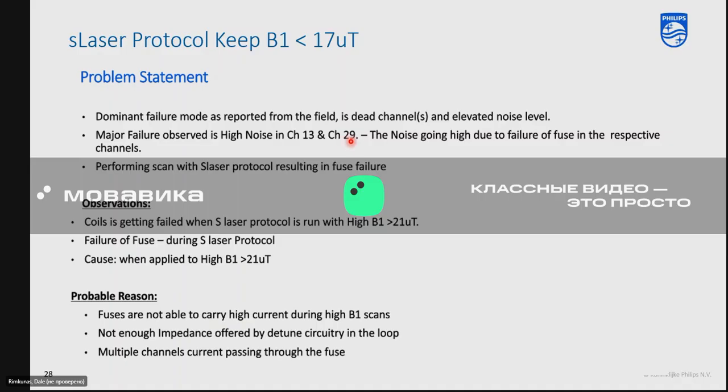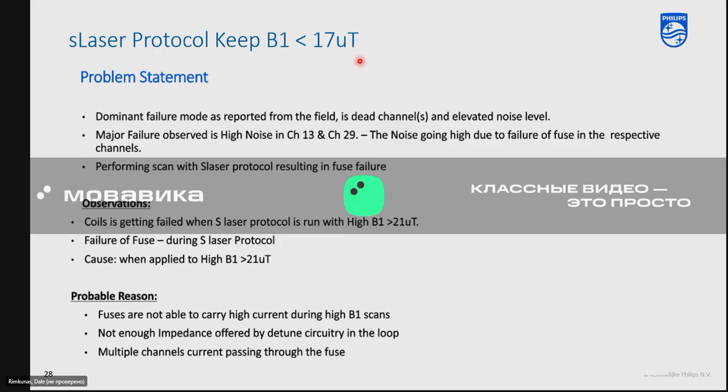Don't open it up and start digging into it and wasting your time. Just replace the coil. But the important thing is, before you hand the new coil over to the customer, you want to make sure that they adjust their settings for any kind of S-laser protocol or any other protocol that's using high B1. Research department was saying anything above 21 microtesla was causing it. Our service findings is anything over 17 microteslas is causing it.